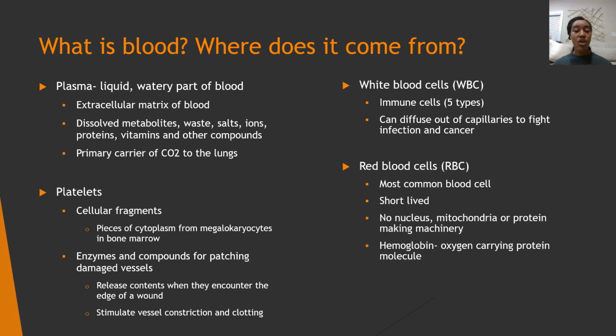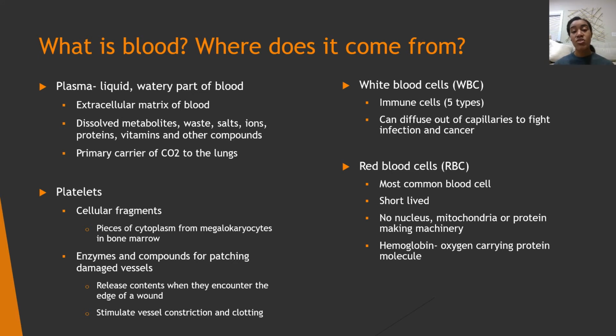And then the largest cell type of blood are the red blood cells, or RBCs. And they're very, very short-lived. They only last a couple of months and then they're replenished. They have no nucleus, no mitochondria, and no protein-making machinery. They're basically bags of protein that are responsible for carrying oxygen around. And this is why they're short-lived. If they get damaged, they have no way of fixing themselves because they don't make any proteins or enzymes or anything to fix any damage.